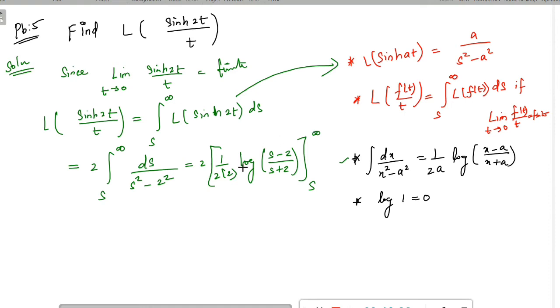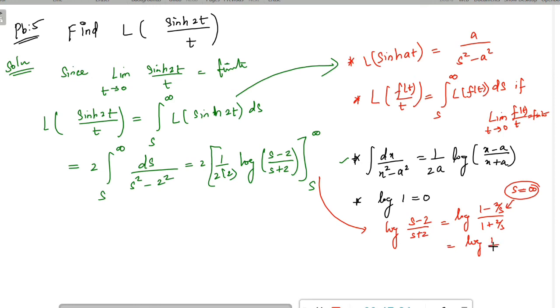If you substitute s equal to infinity in this value, you may get 0. So how? Simply, before substituting s equal to infinity in this form, try to write log s minus 2 s plus 2 s log (1 minus 2 by s) divided by (1 plus 2 by s), like this. I have taken s as a common term in the numerator of s minus 2 and s plus 2. So you may get it like this. Now you can substitute s tends to infinity. From that you may get this term as 0. So finally you may get 1 by 1. That means log 1, and log 1 is equal to 0.